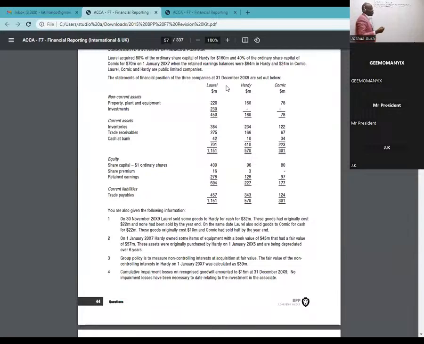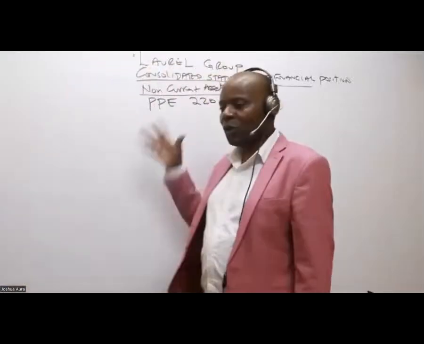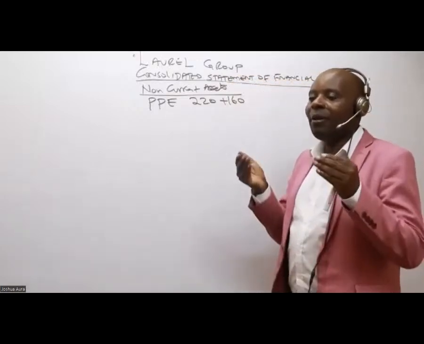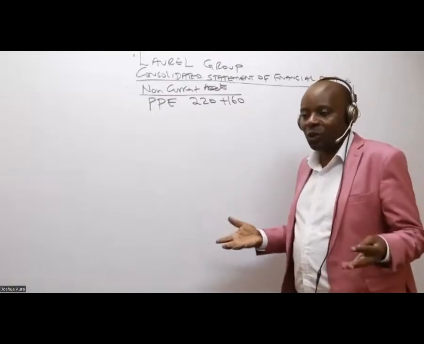So non-current assets, what do we have there? We have two of them. We have property, plant, and equipment. I'm adding line by line. So I will take, in this case here for Laurel, it is 220. So I will take 220 plus 160. Could you kindly give me this answer? Because now I'm consolidating, I'm adding. And remember, we can't bring the PPE of the associate. We don't consolidate associates.